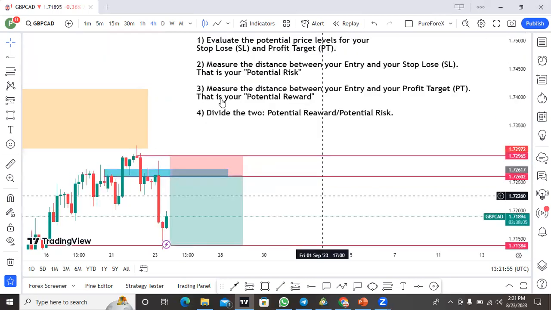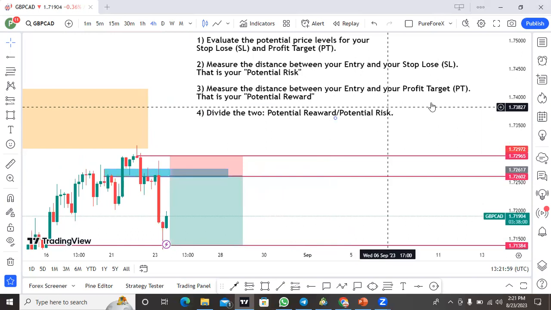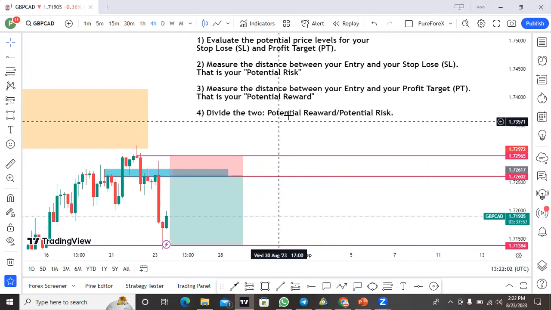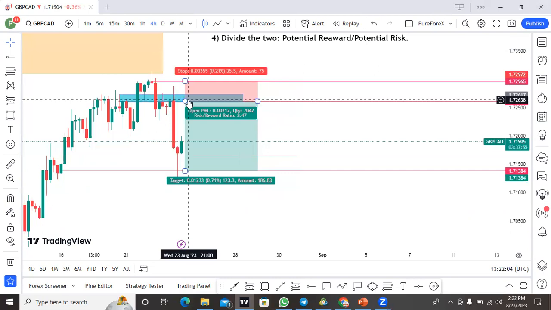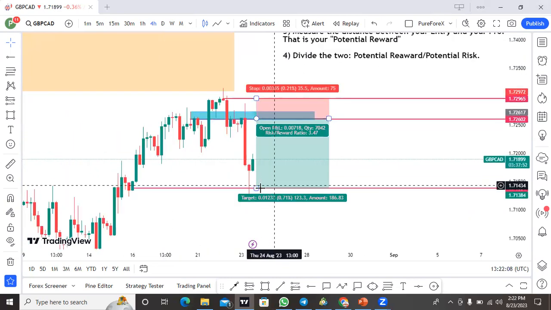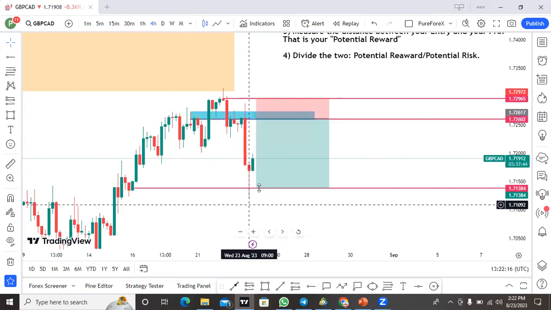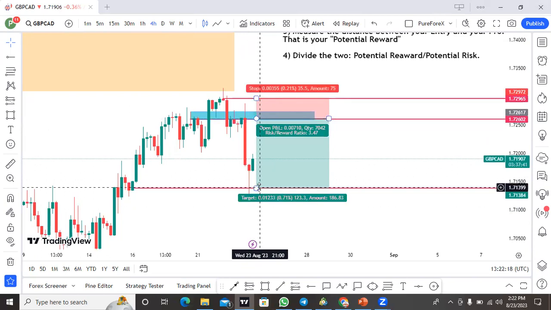Let's go to the next step. Step 3, measure the distance between your entry and your take profit, right? That is your potential reward. So we have measured from our entry point here to our profit target. So from the entry point where I want GBP CAD to get to before I sell, from that entry point to where I want to take profit is what we call potential reward.